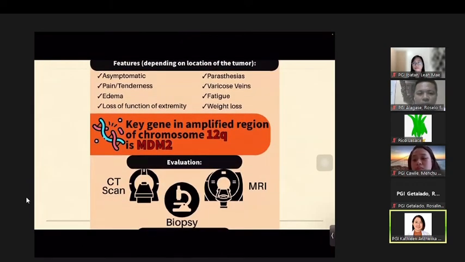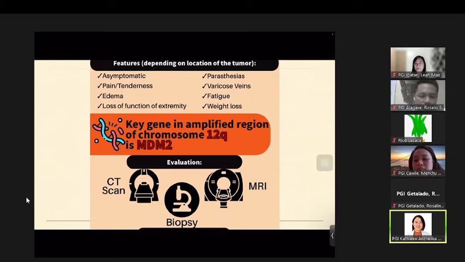So features would depend on the location of the tumor. The history and presentation of liposarcoma are based on the location of the tumor. Usually it is in the extremities, followed by the retroperitoneum, and least often in the esophagus. Most patients with liposarcoma have no symptoms, but symptoms develop only when the tumor grows large enough to exert a mass effect on the surrounding structures.